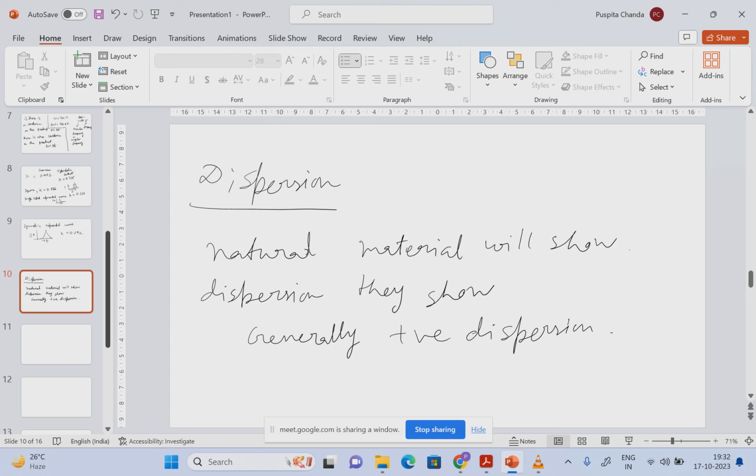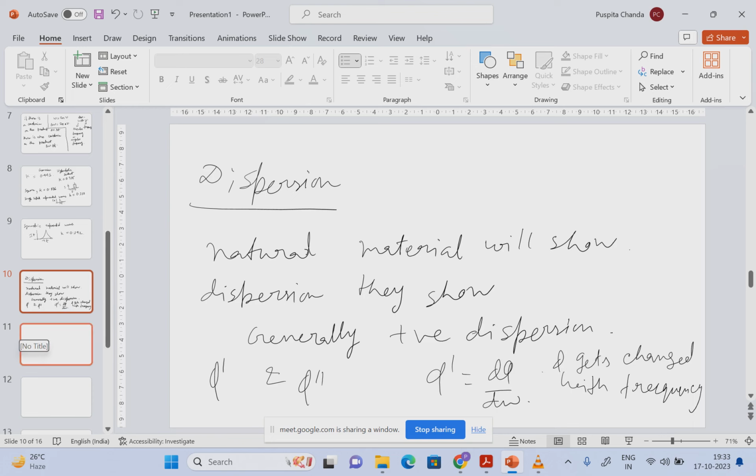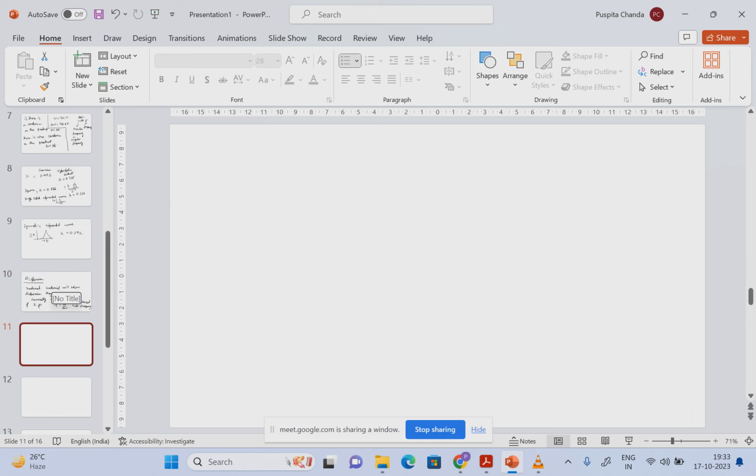So why does this dispersion happen? Because of phi dash, phi dash dash, and so on. Phi dash is basically d phi by d omega. That means this phase gets changed with frequency.